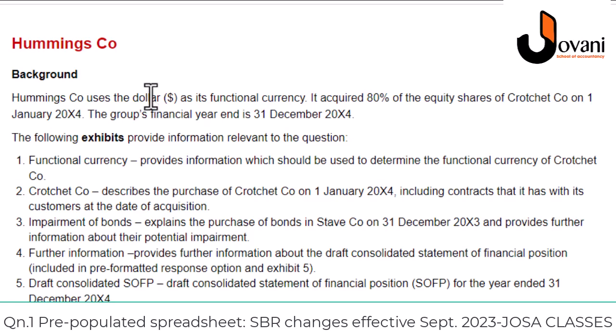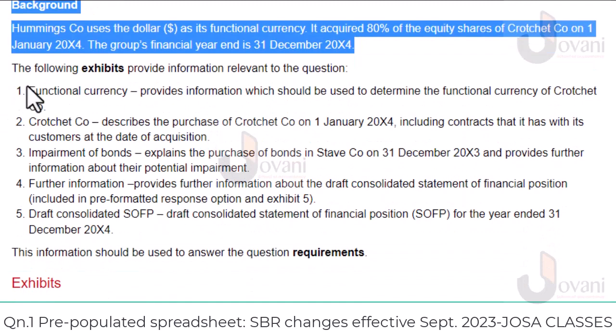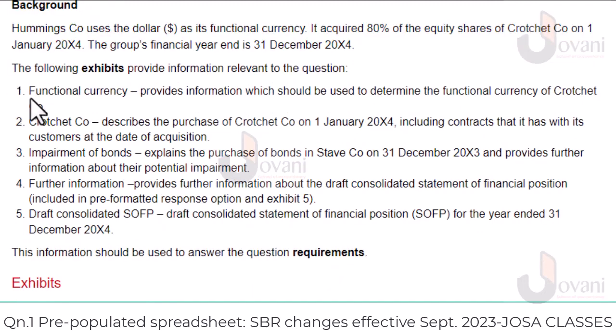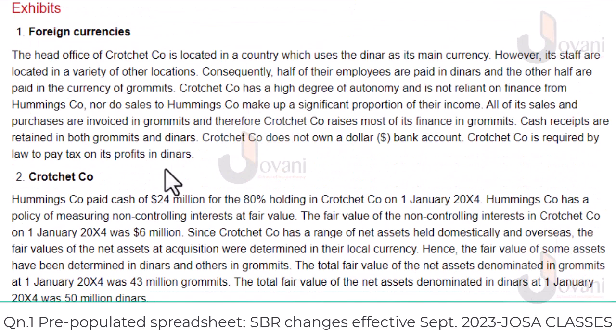So let us have an example of how Question 1 is going to be examined. So this is Hummings Score. You'll be given the background about the company, as you can see it, and then you are given a series of exhibits. Now for Hummings Score, we have over 5 exhibits that you have to read, and then you answer the questions. So Exhibit 1 looks at foreign currencies, which is IAS 21.